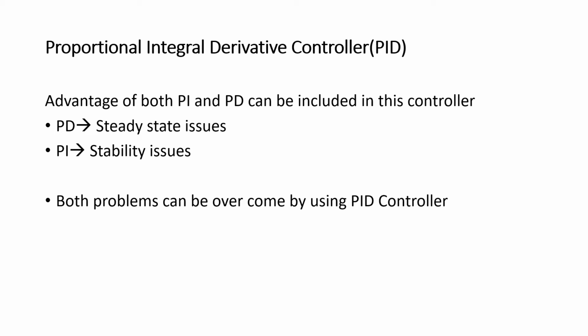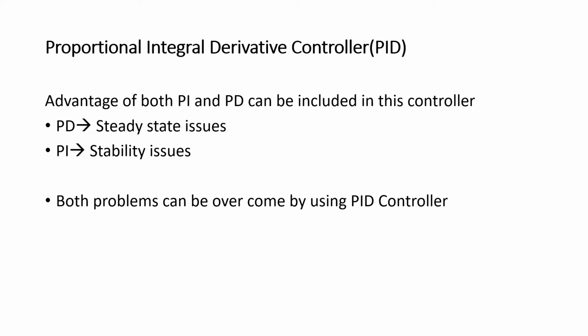Okay, so we know that PI has some kind of stability issues, although we are reducing the steady state error. In PD, that is proportional derivative controllers, we have what kind of issues? Error issues, although we are concentrating on steady state issues, right? So now both the problems can be overcome by using another new controller which is called PID controllers.